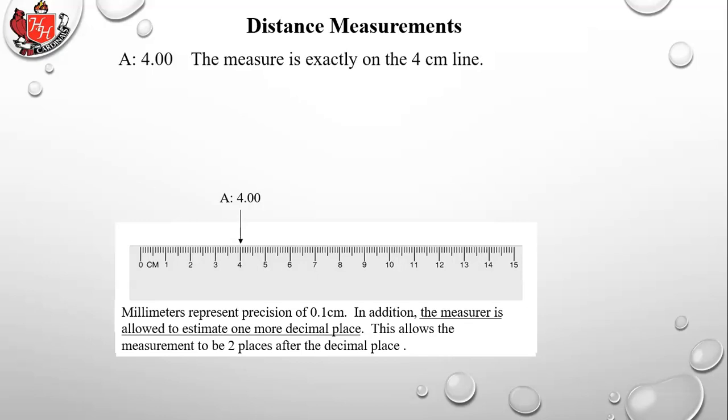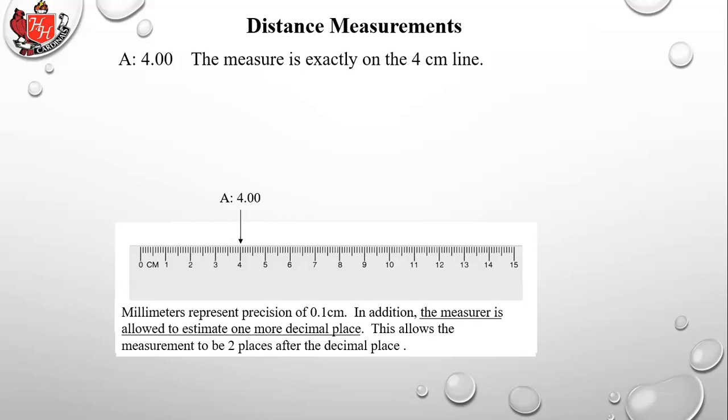Okay, so let's do some readings here. The measure is exactly on the 4 centimeter line. The way you would read that is, a millimeter is 1/10 of a centimeter, 0.1 centimeters. So that's 4, and then you have to express the number of millimeters. In this case that's 0, because it's exactly 4 centimeters. Now, that's how many digits you can actually read based on the lines on that ruler.